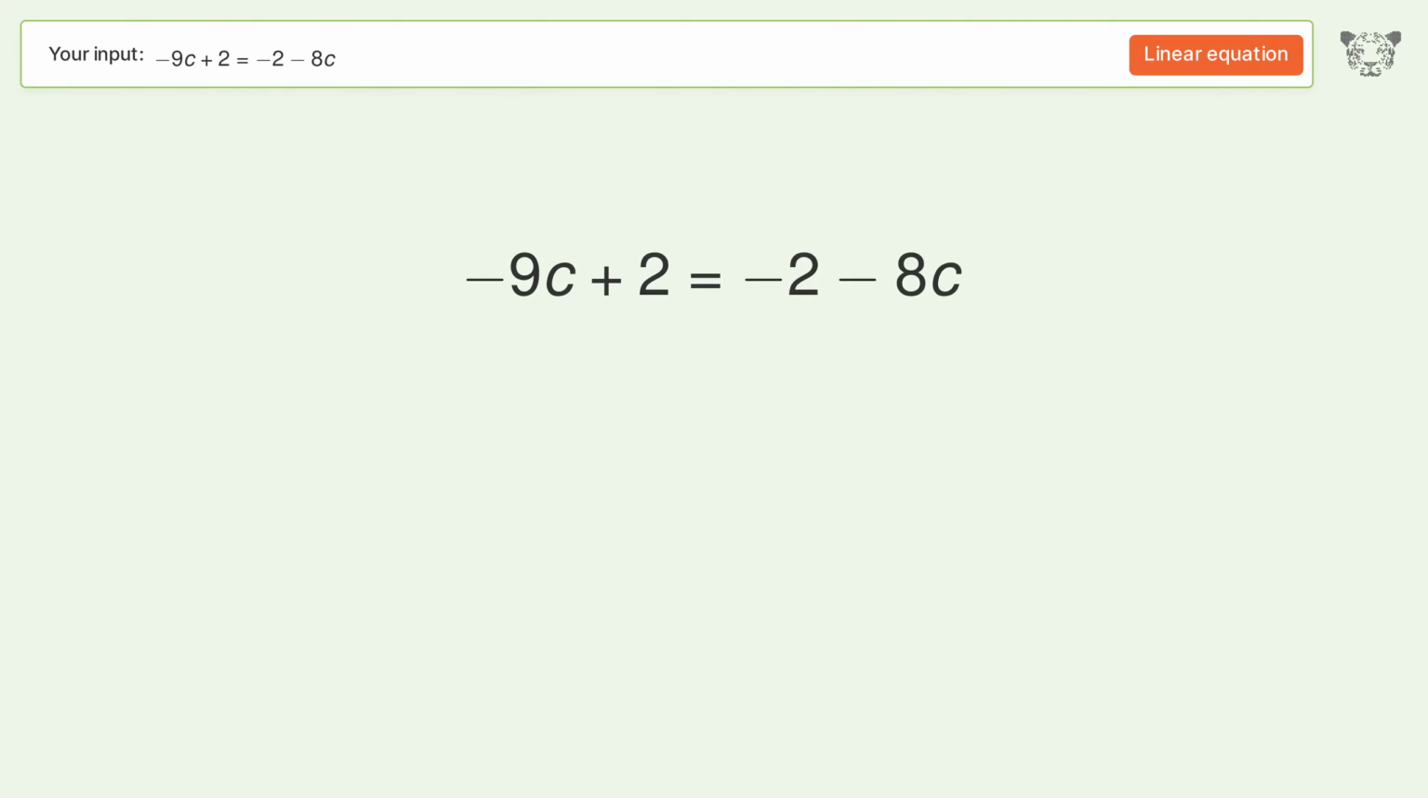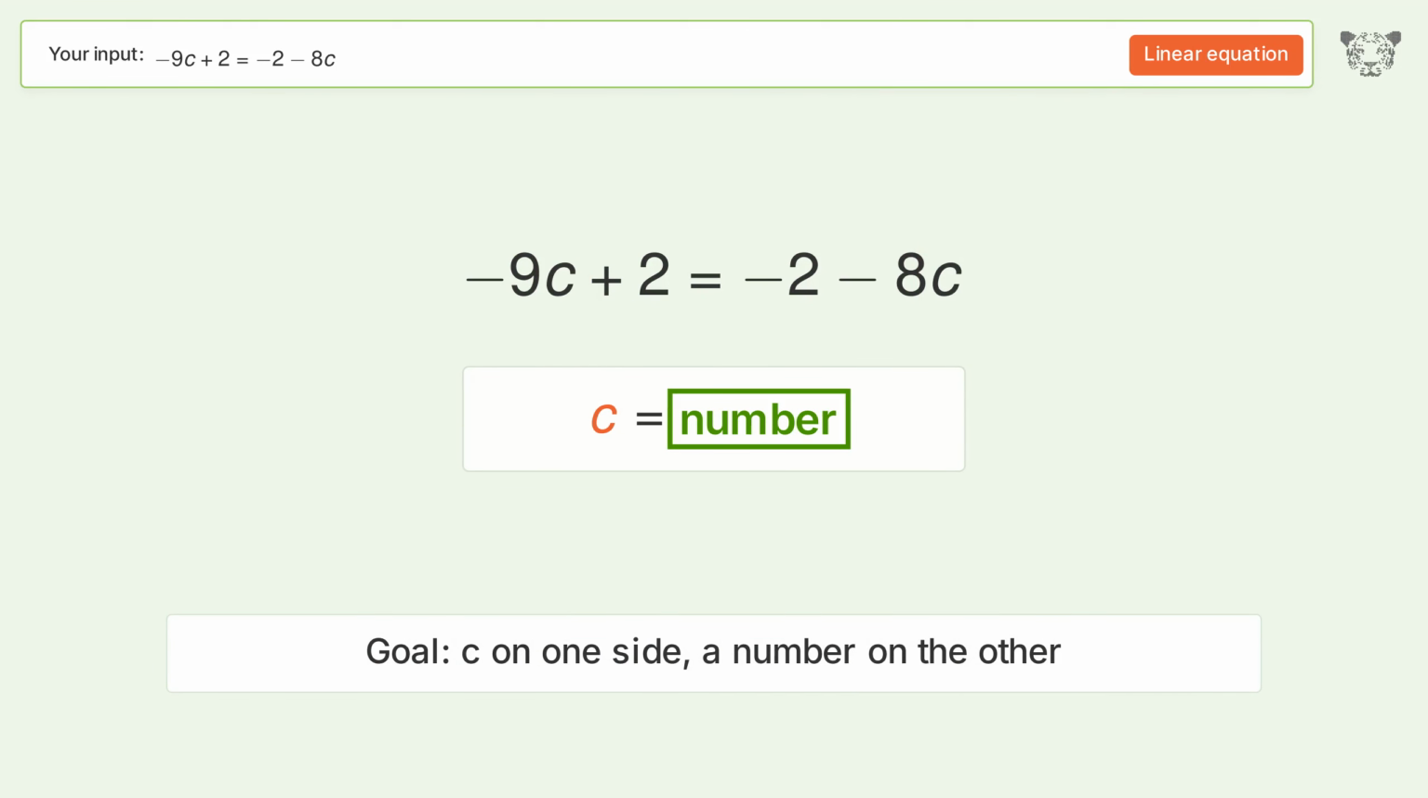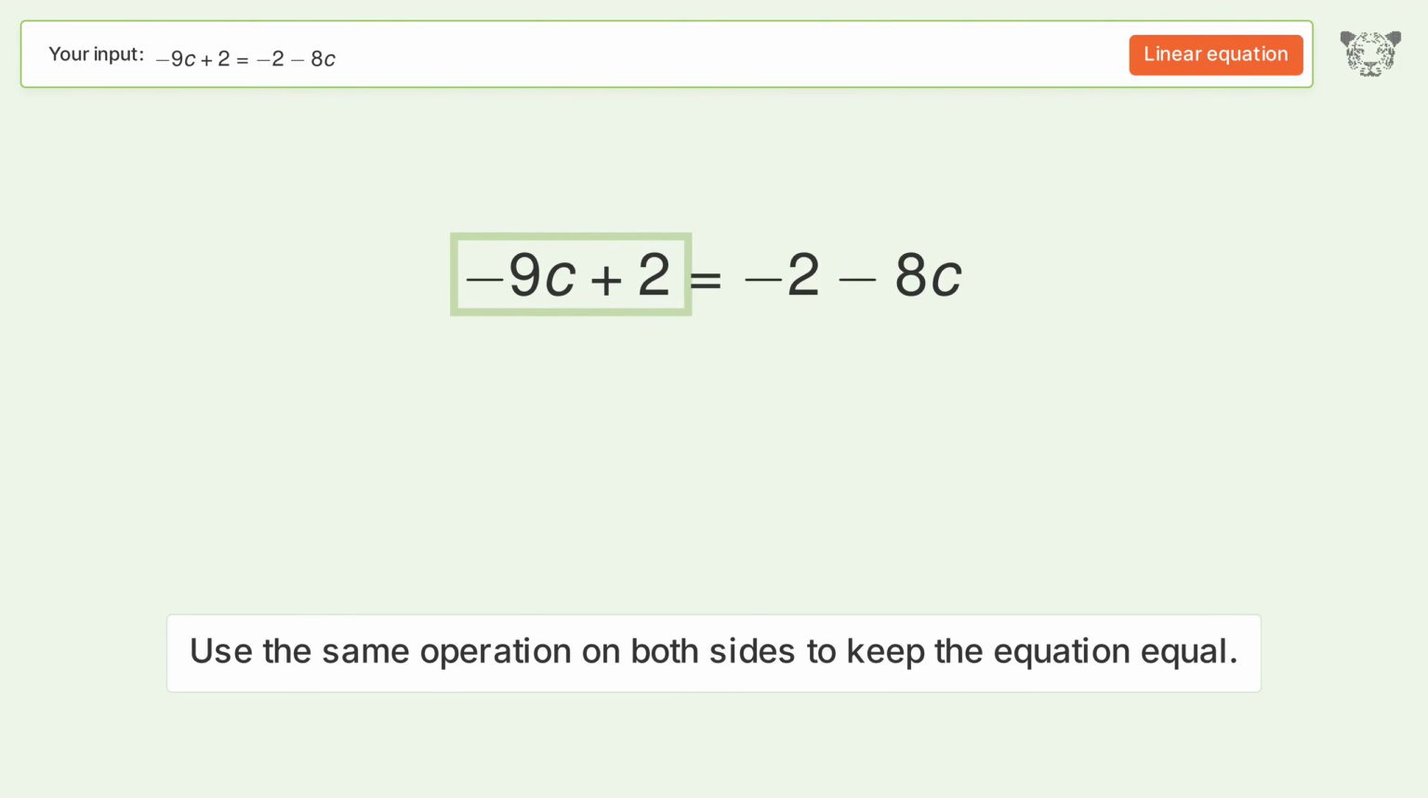Here is the linear equation we are asked to solve. Negative 9 times c plus 2 equals negative 2 minus 8 times c. Solving means leaving the variable alone on one side, with a number on the other. Let's do this step by step. Use the same operation on both sides to keep the equation equal.